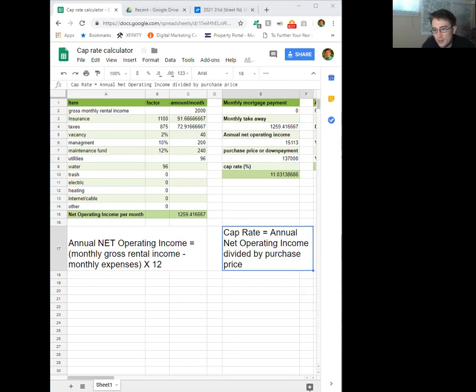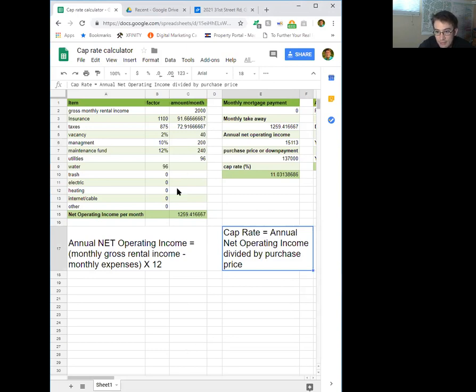Now that I've gone over the basic gist of cap rates, let's go over the cap rate formula. Like I mentioned previously, it is the annual net operating income divided by the purchase price of your investment, times 100 to give you a percentage. The annual net operating income is another number you have to work to find out. That's your monthly gross rental income minus your monthly expenses, times 12 for the 12 months of the year, to get your annual NOI for short.